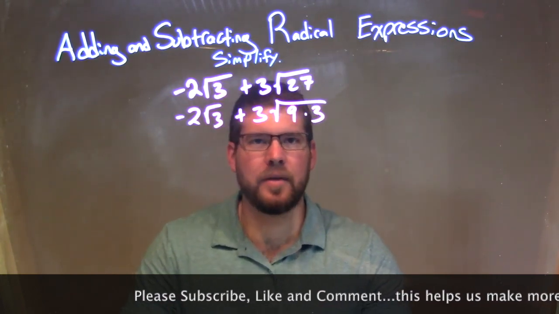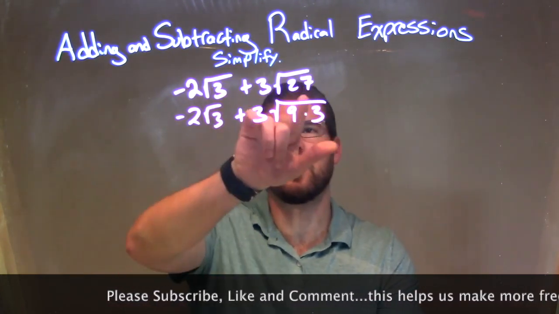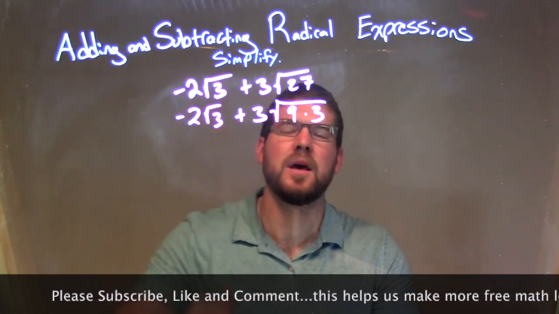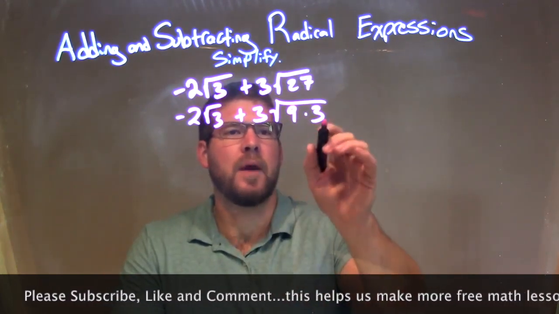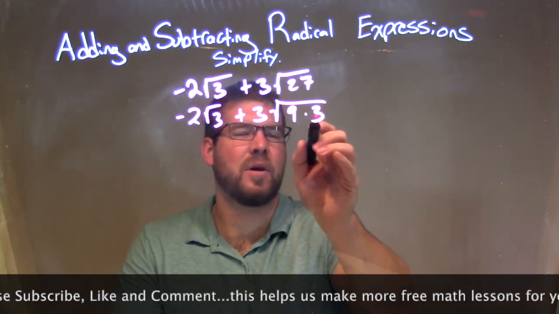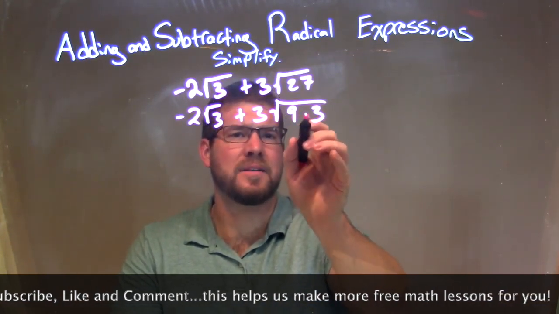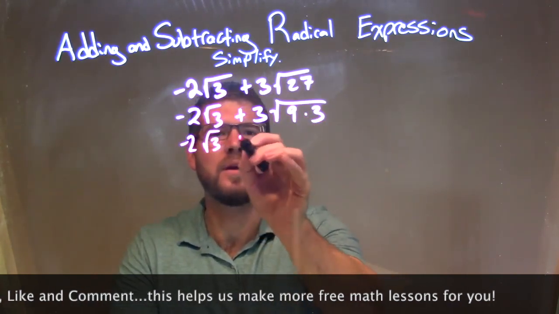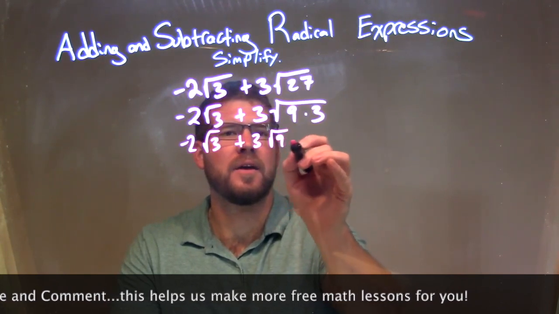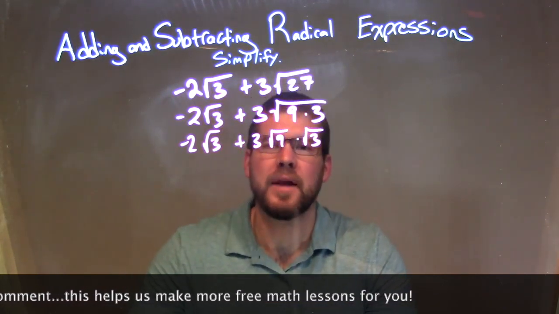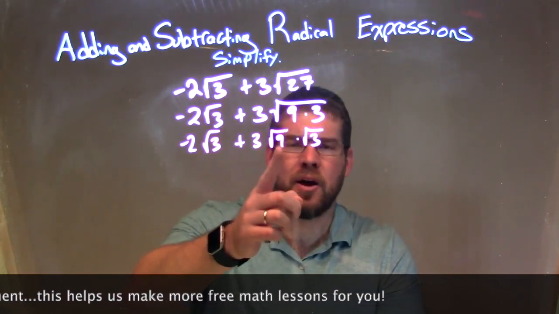Now what's great about this is that I want to see if I can get 27 to look like the square root of 3. Well, 9 times 3 can break apart, and by our rules, since it's the square root of 9 times 3, this multiplication I can separate. So we have negative 2 times the square root of 3 plus 3 times the square root of 9 times the square root of 3. Well, now that's pretty simple. Square root of 9, I know, is 3.